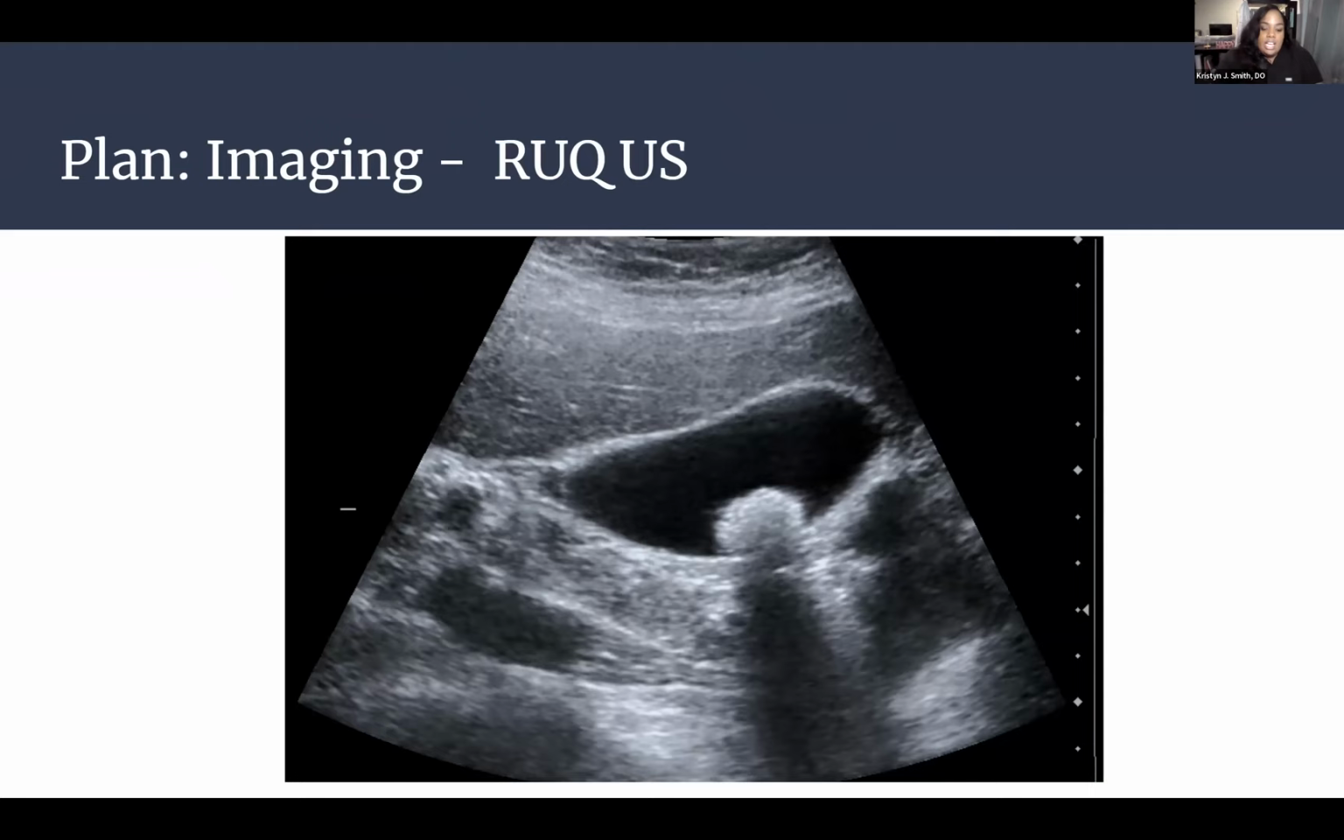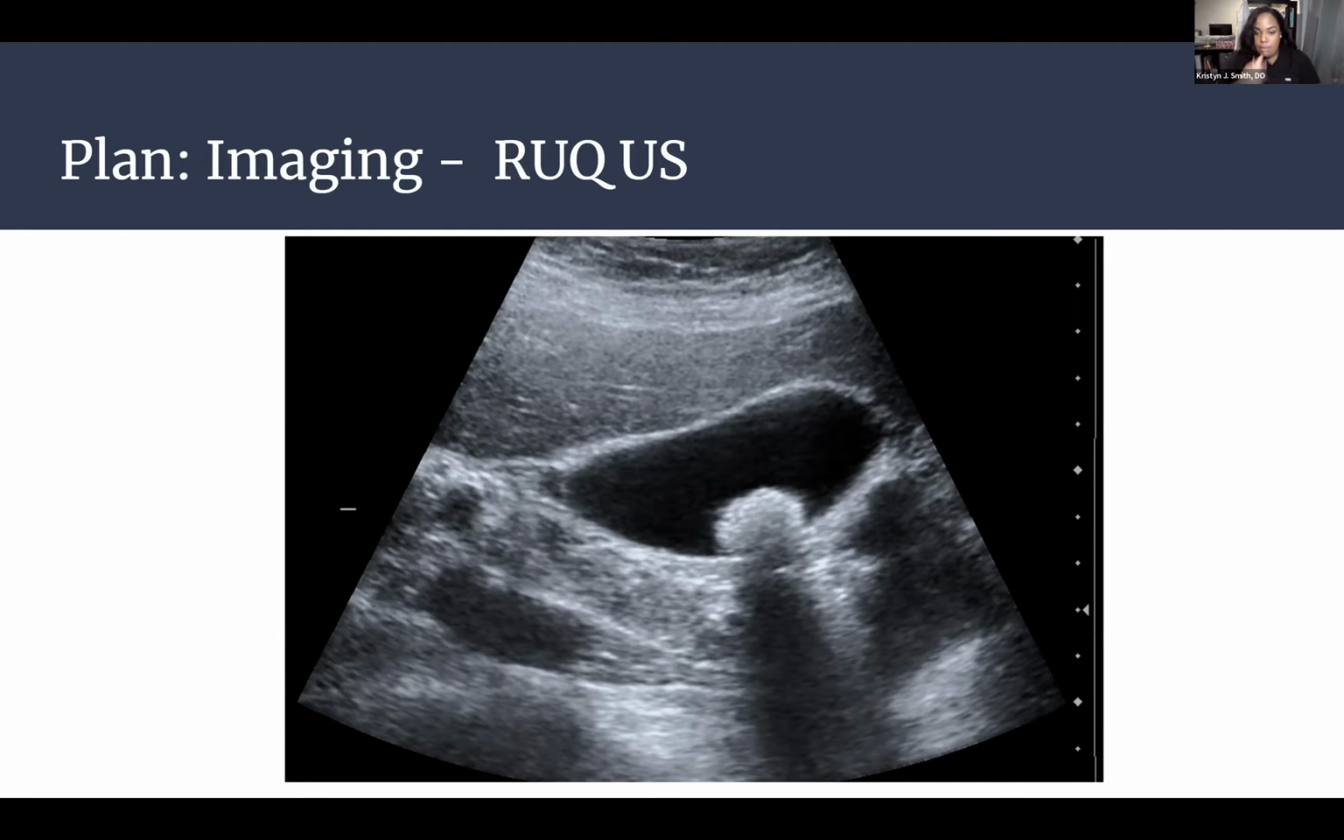So as you all probably know from rotating in the emergency department, having skills in bedside ultrasound is so critical, and it really hastens us to get to diagnosis quicker, and that's awesome. So an ultrasound that you're going to be very comfortable with graduating from an emergency medicine residency is performing right upper quadrant ultrasound. So right upper quadrant ultrasound is used to diagnose biliary pathology.